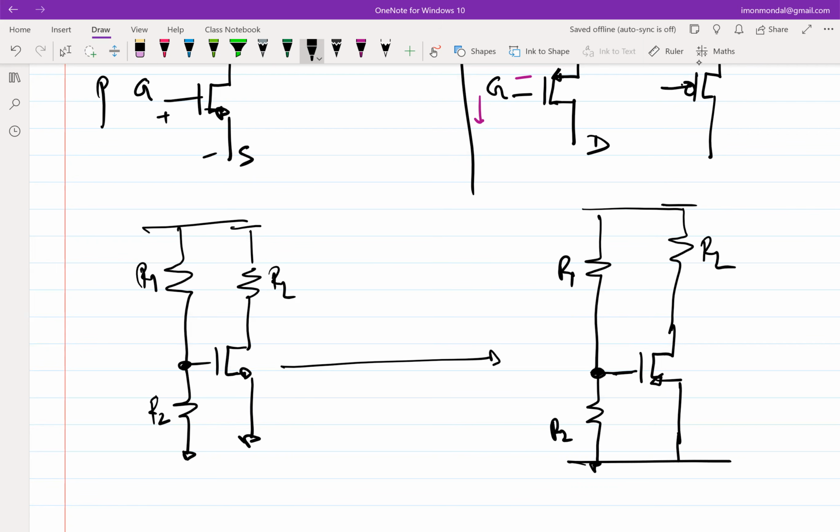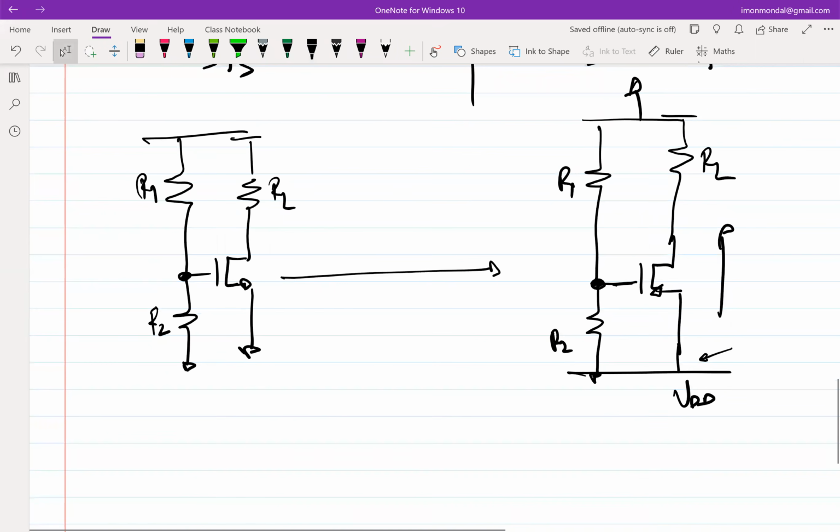But I know that my current flows from source to drain, right? Which means my higher supply voltage has to be this terminal. So this has to be VDD. This has to be ground, right? Then again, the problem is we are seeing current flowing from bottom to top, which is kind of unwieldy.